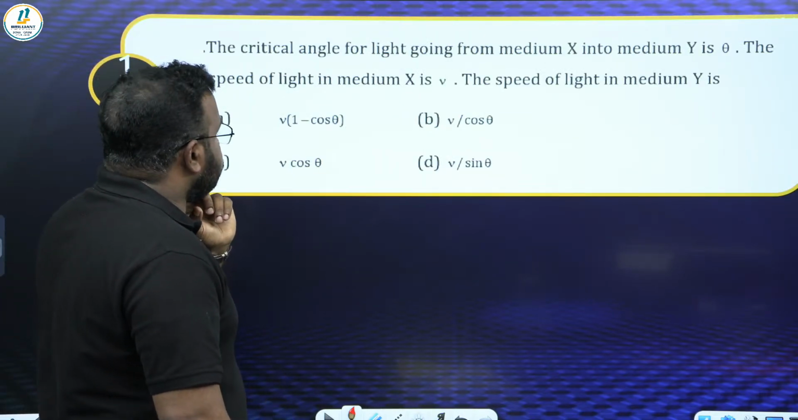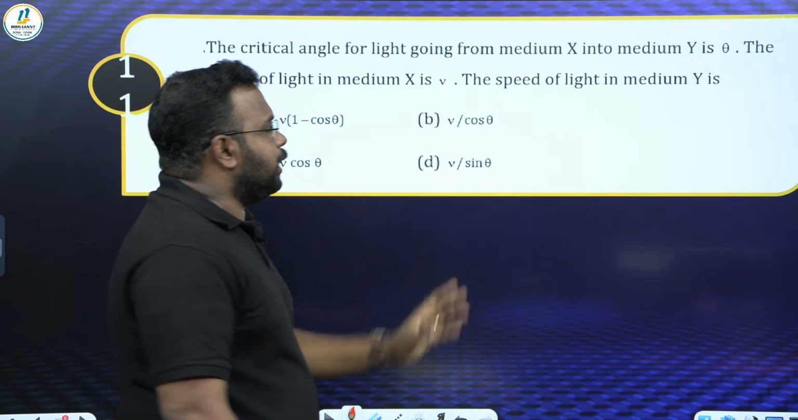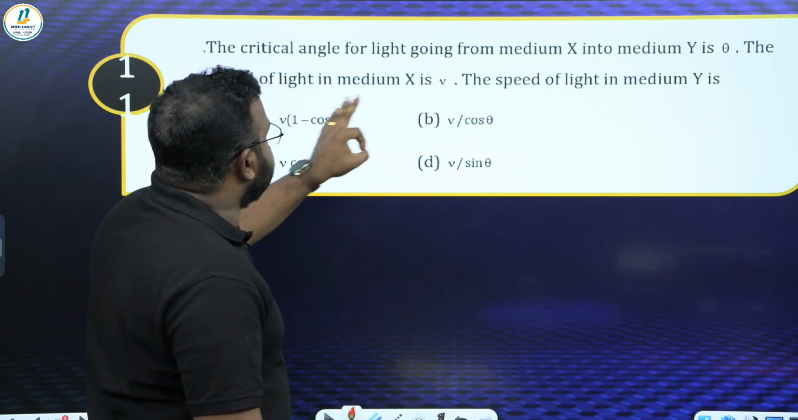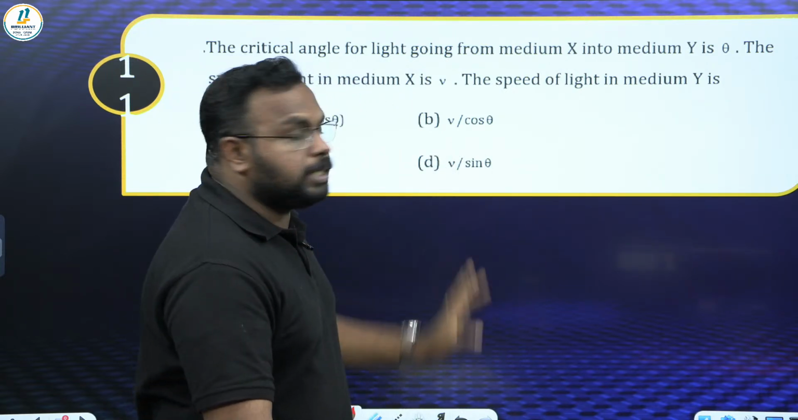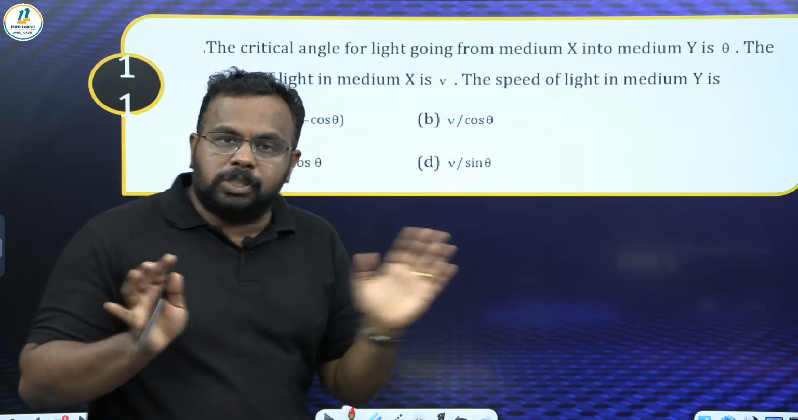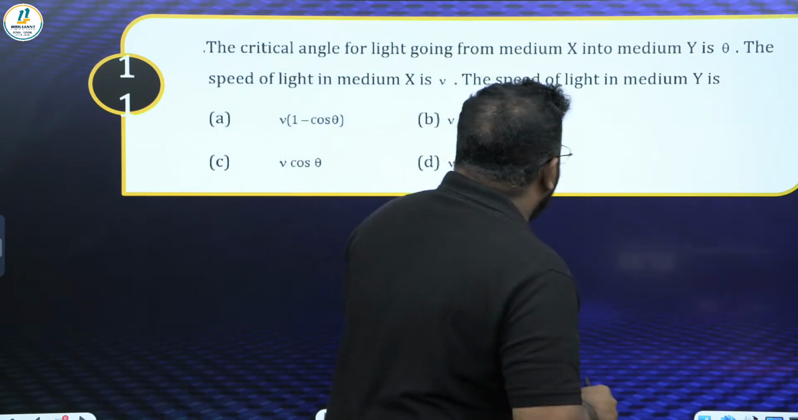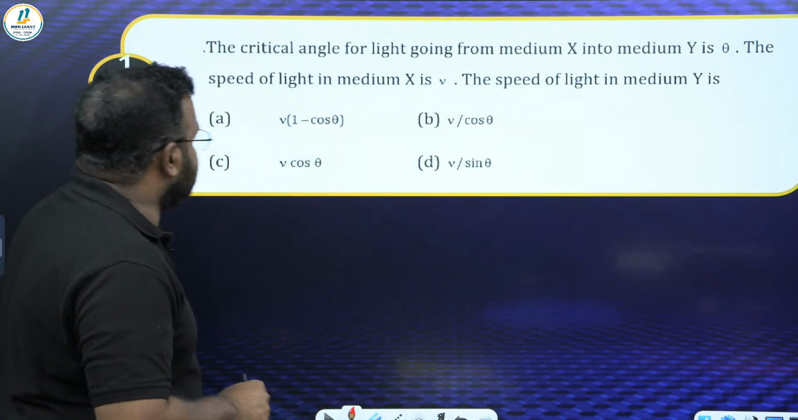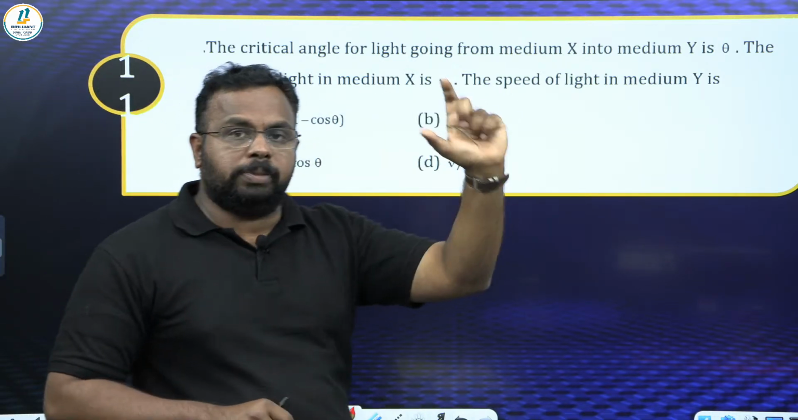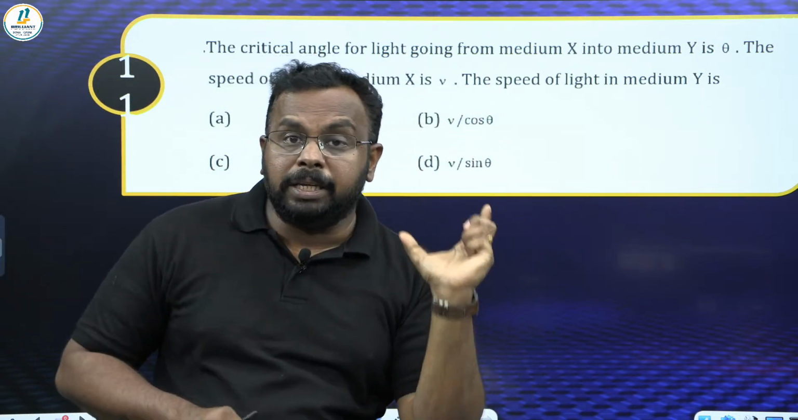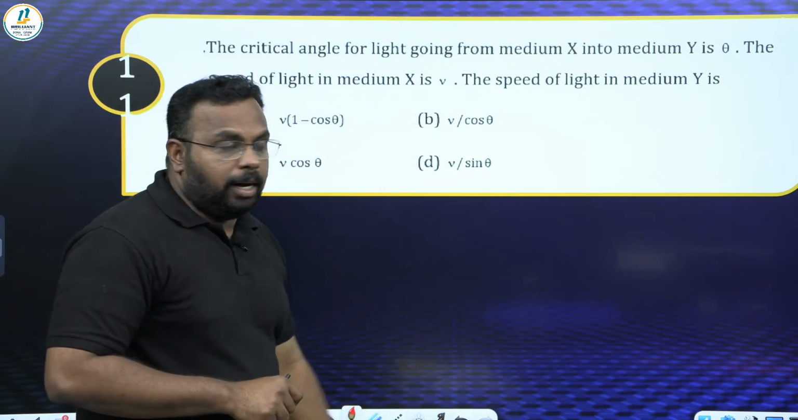The critical angle for light going from medium X to medium Y is theta. The speed of light in medium X is V. The speed of light in medium Y is... Not a tough question, my dear. Read it carefully. I'm sure all of you can answer it. Think. Critical angle for light going from medium X to medium Y. The ray is going from medium X to medium Y. The critical angle is theta.